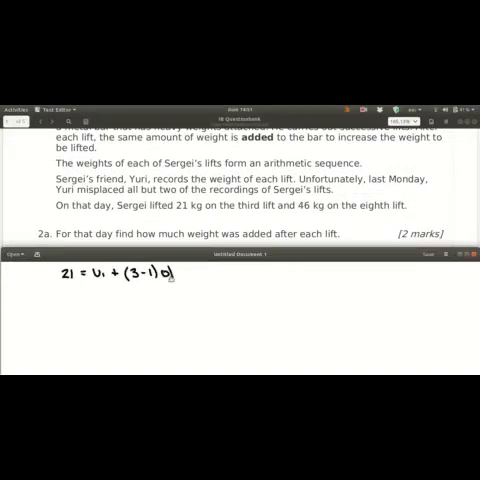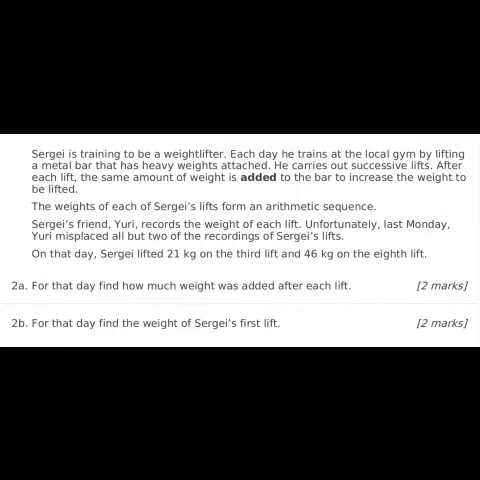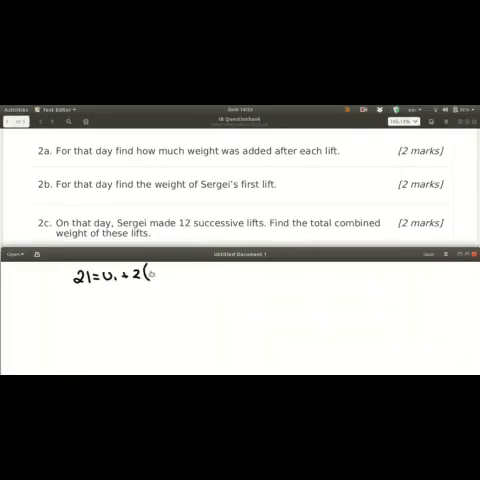We can set up a couple of equations by using the nth term formula for the arithmetic sequence. After that, we have a system of equations. You can solve it by using the elimination method. In the end, we can see that d is equal to 5. For that day, find the weight of Sergey's first lift. We can easily plug in the value of d into one of the 2 original equations. We can see that the first term is 11.